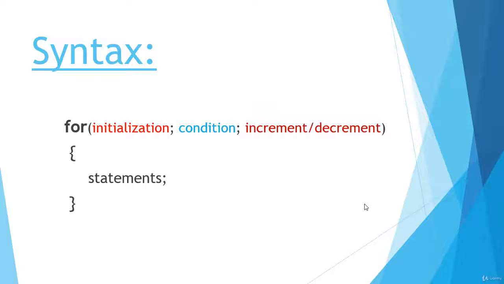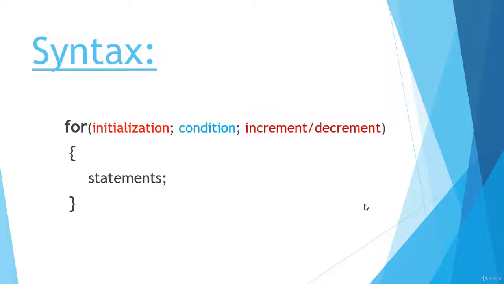First of all, it starts from the initialization. For example, I type here int i = 1. Now the loop starts from 1 and it checks the condition. For example, the condition is i < 10. Now 1 is less than 10, so the condition is true. It does not increment or decrement yet. After checking the condition, it directly moves inside the body of the for loop and executes all these statements.